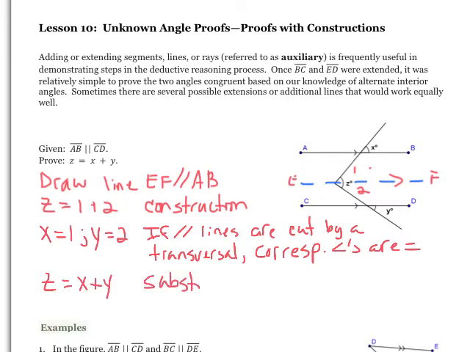So these proofs don't take very many steps. When you have parallel lines, look for alternate interior angles or corresponding angles, and then substitution.